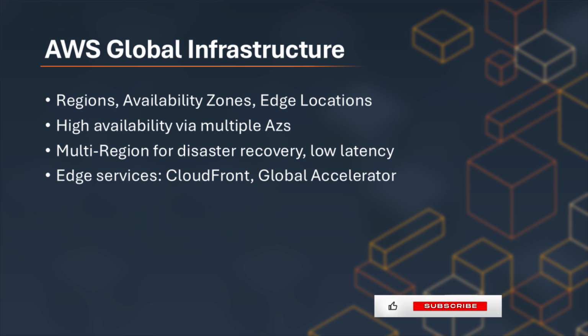Let's expand with a scenario. A global retailer uses multiple AZs in the US East region to host a web app. If one AZ goes down, traffic shifts to another, keeping the app live. For low latency in Asia, they use CloudFront edge locations. The exam might ask, how do you achieve high availability? The answer is multiple AZs, not regions, which are for broader goals like disaster recovery.